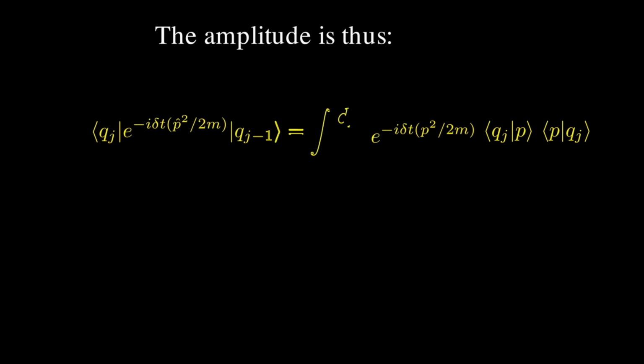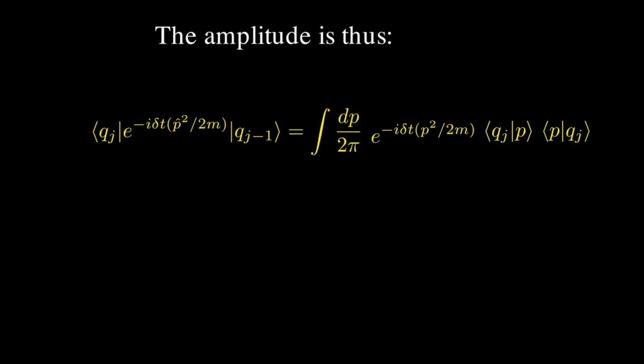And now the amplitude will become basically the integral dp over 2 pi. We get the exponential function outside of the brackets, because it's no longer an operator, it's just some number we can always get out of these brackets or these inner products. Okay, so now we have pulled out the exponent, and we have remaining these inner products between qj and p states, and between p and qj. So it's basically the same inner product, but it's reversed.